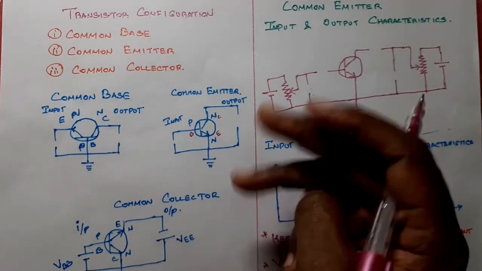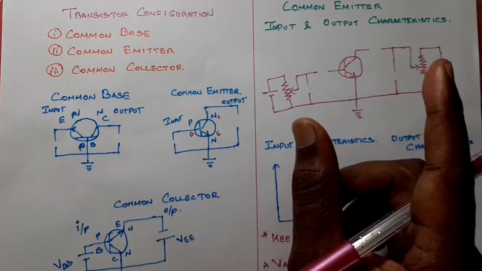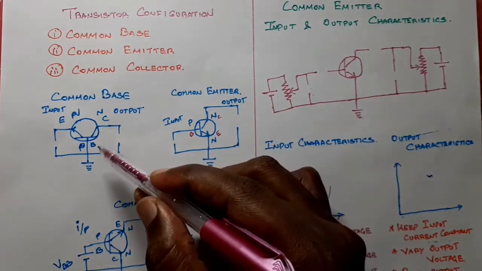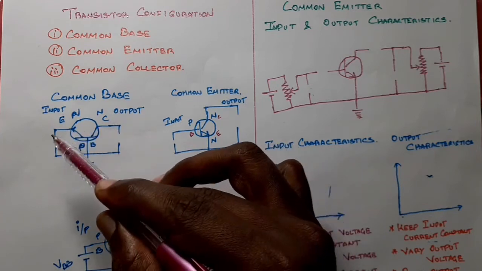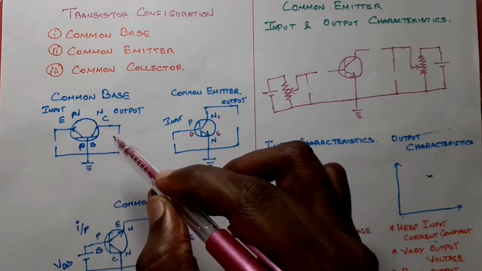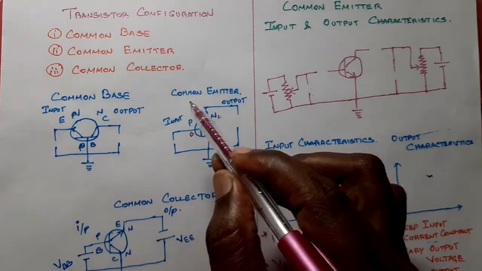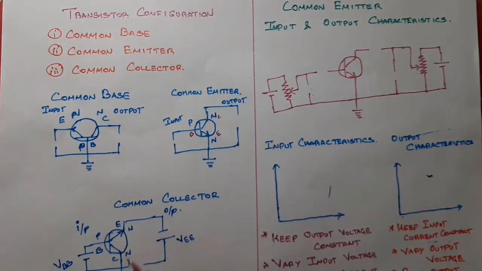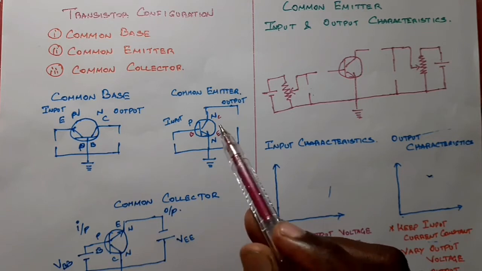But the third terminal, what can we do with the third terminal? We have to connect it to the ground. That concept is called a transistor configuration. If you ground the base, then it is called common base configuration. On the input side we will have emitter, output side collector. Instead, if you ground the emitter, then it is called common emitter configuration. In the same way, if you ground the collector, then it is called common collector configuration. So that is how you have created these common configurations for the transistor.